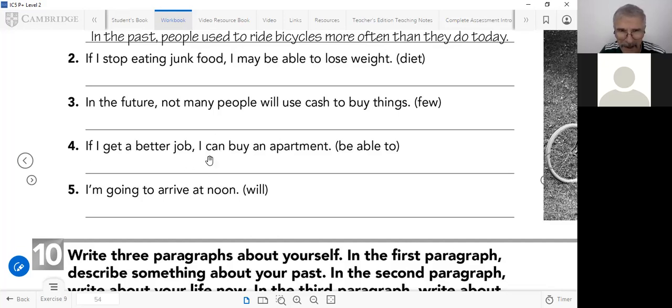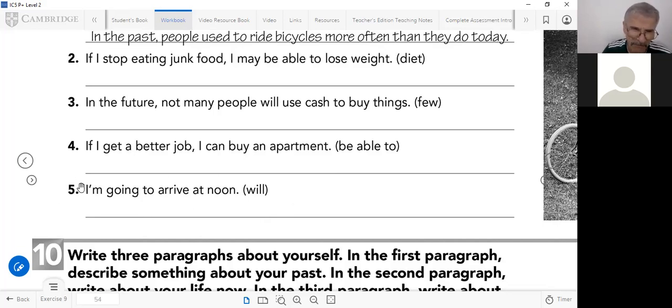If I get a better job, I will be able to buy an apartment. You see that you replace can. Instead of can, you say, I will be able to. You say, in the future, if I get a better job, I will be able to buy an apartment. I will probably be able to buy an apartment. So instead of can, you say be able to. You understand the idea? Okay, that's good, because you are learning how to speak in a different way by saying the same thing in a different way. That's the idea.